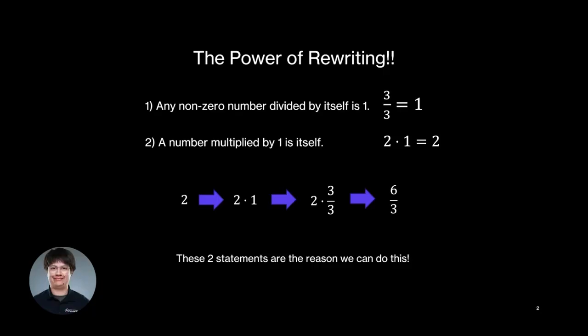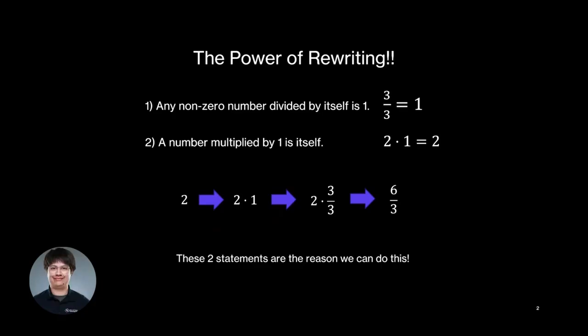The first one is that any non-zero number, so basically any number except 0, divided by itself is 1. So for example, 300 divided by 300 still gives me 1. 4 divided by 4 gives me 1. Even for negative numbers this works, like negative 10 over negative 10, that still gives me 1.